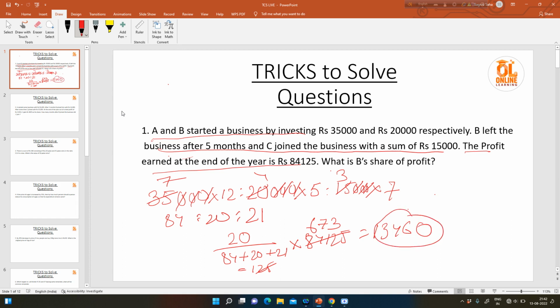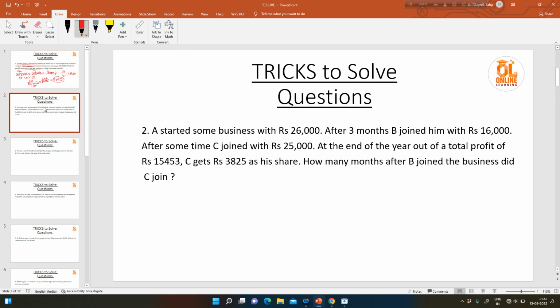If they had told you to find A's share of profit, then what you would do is 84 by the total, that is 125, into 84125, like this way. Hope you have understood. Now let us move to the next question.